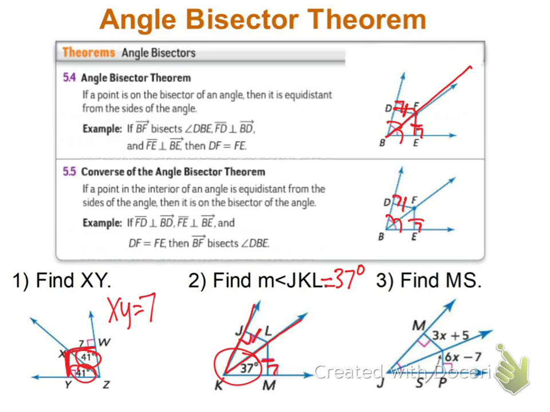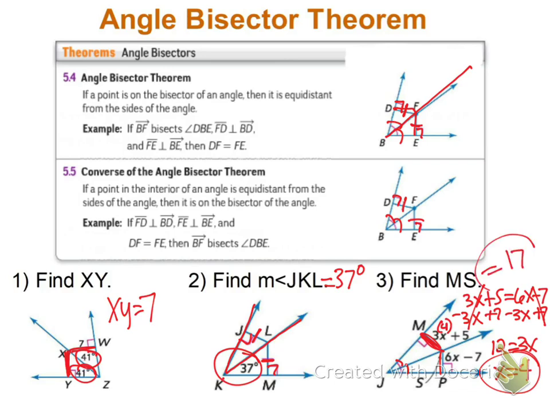Then number 3, they're asking for MS. They're showing us this is an angle bisector, which means these pieces are going to be equal. So I do 3x plus 5 equals 6x minus 7. You subtract 3x, and I'm also going to add that 7. You get 12 equals 3x, so x would equal 4. When you plug that in to find what they're asking, which is MS, you'd have 3 times 4 plus 5, so MS would be 17.